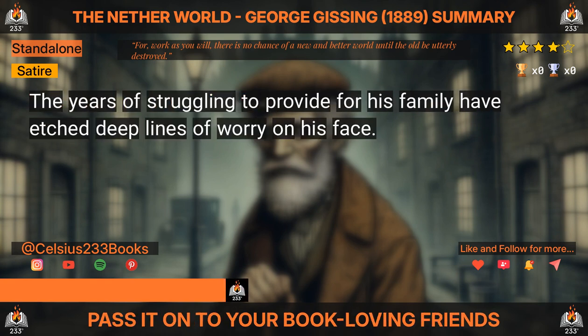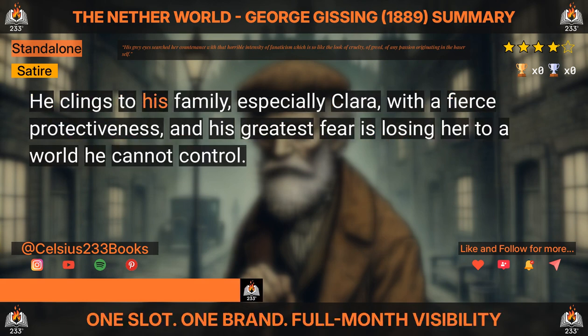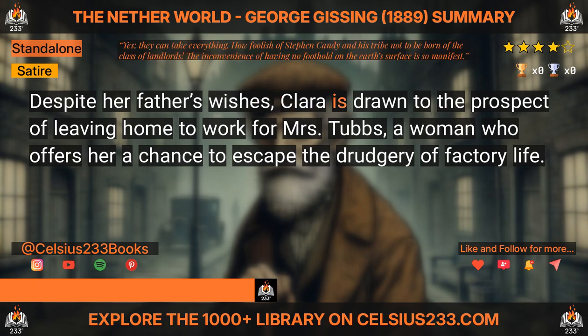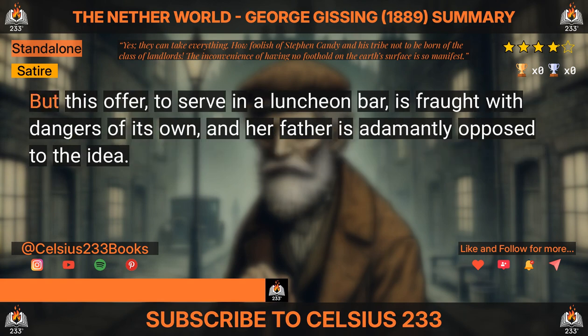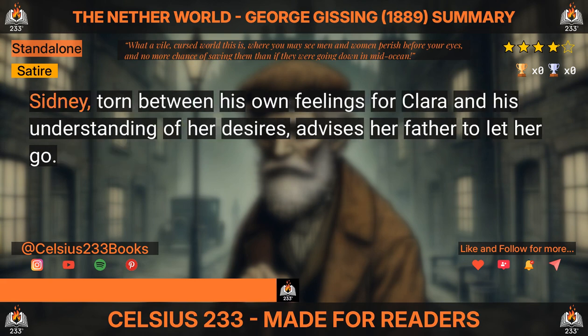Clara's father, John Hewitt, is a man worn down by life. The years of struggling to provide for his family have etched deep lines of worry on his face. His pride, though battered by the endless search for work and the humiliation of poverty, remains unyielding. He clings to his family, especially Clara, with a fierce protectiveness, and his greatest fear is losing her to a world he cannot control. Despite her father's wishes, Clara is drawn to the prospect of leaving home to work for Mrs. Tubbs, a woman who offers her a chance to escape the drudgery of factory life. But this offer, to serve in a luncheon bar, is fraught with dangers of its own, and her father is adamantly opposed to the idea.